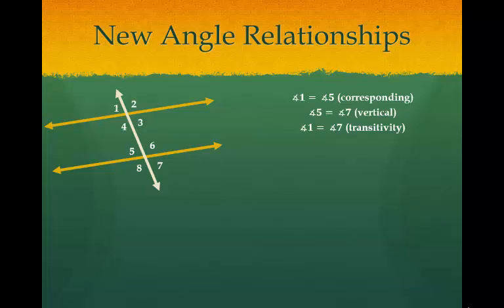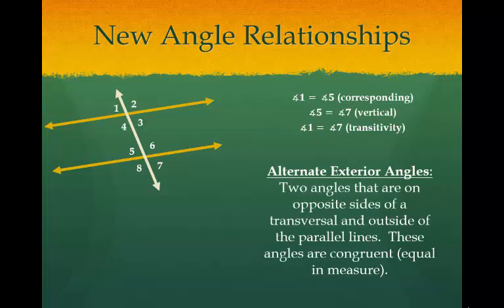Angle 1 and angle 7 share a special relationship as alternate exterior angles because they are on alternate, or opposite, sides of the transversal and are exterior, or outside, of the parallel lines. From our reasoning, we know that alternate exterior angles are also congruent, or equal. In this diagram, our alternate exterior angle pairs are angles 1 and 7 and angles 2 and 8, as both of these pairs are on opposite sides of the transversal and outside the parallel lines.